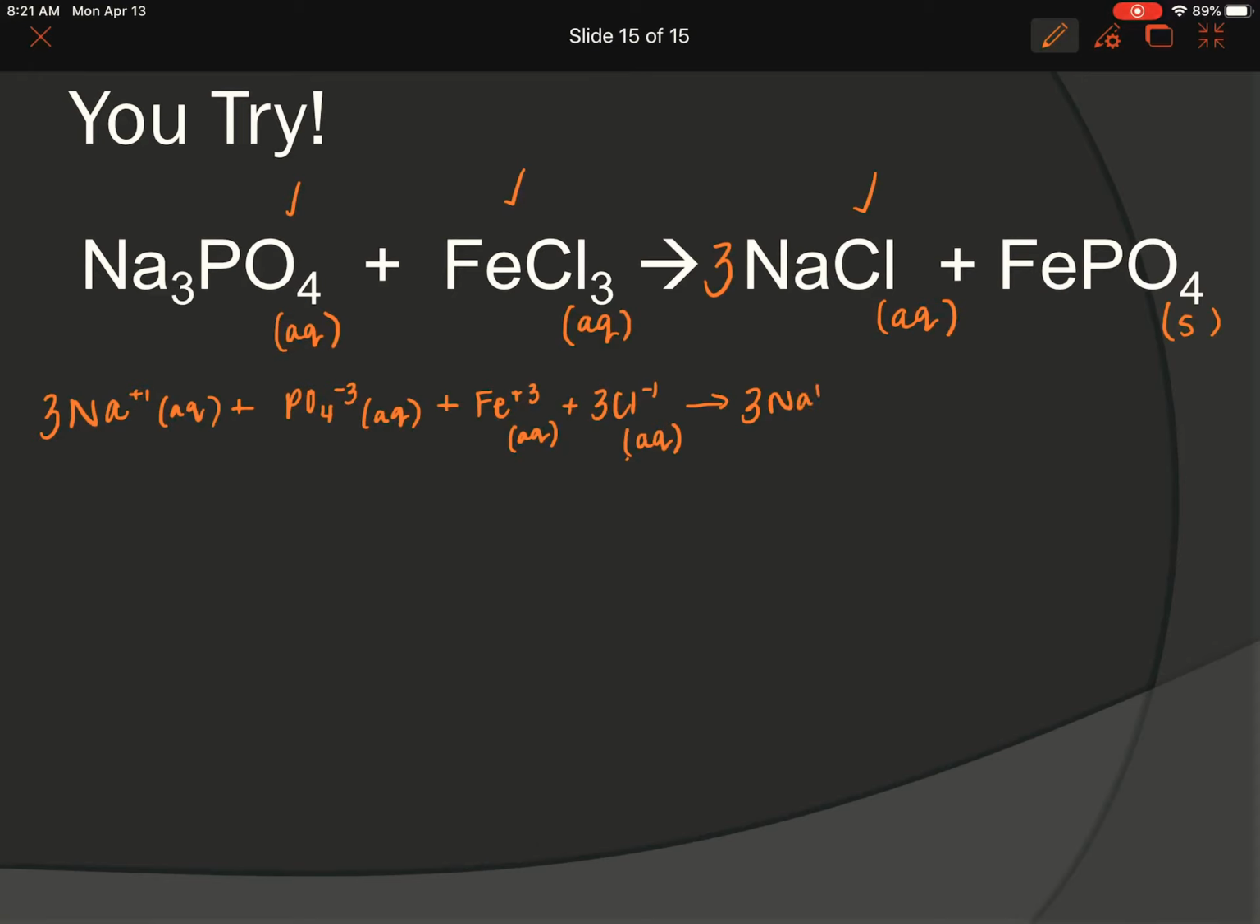After the reaction, I'm going to have 3 sodium ions that are soluble and 3 chloride ions that are soluble, aqueous. And then I'm going to have my iron phosphate that is a precipitate. So now I'm going to start canceling out my spectator ions. I think if I change my color, I hope it doesn't make my writing go away. My sodiums are going to cancel out before and after. My chlorides are going to cancel out before and after. And those are the only things that are spectators.